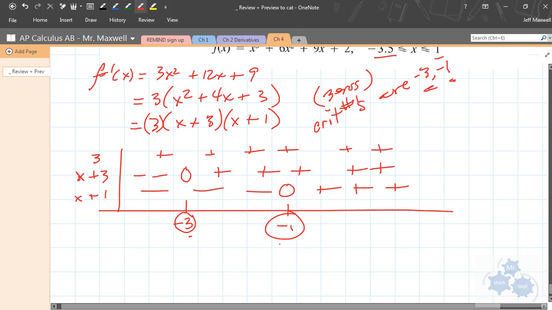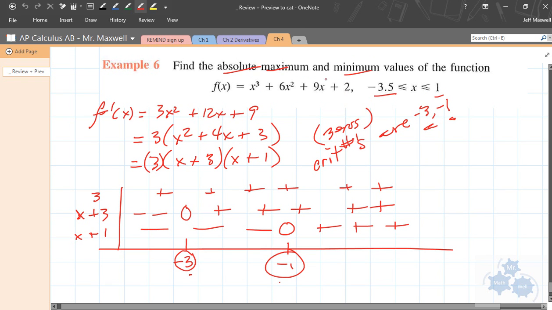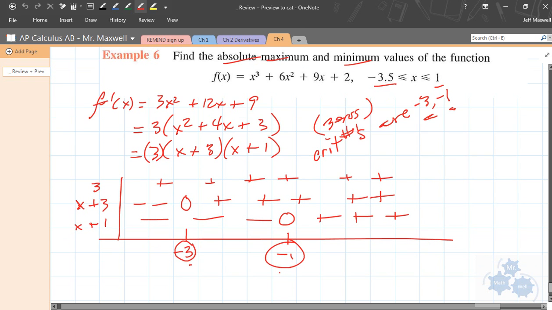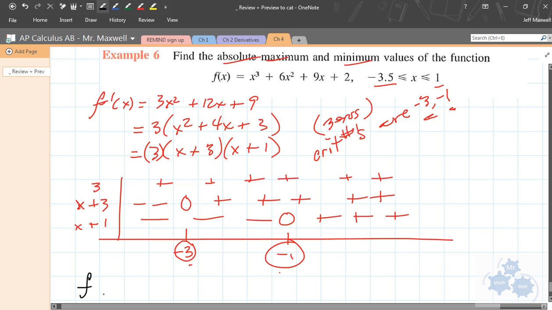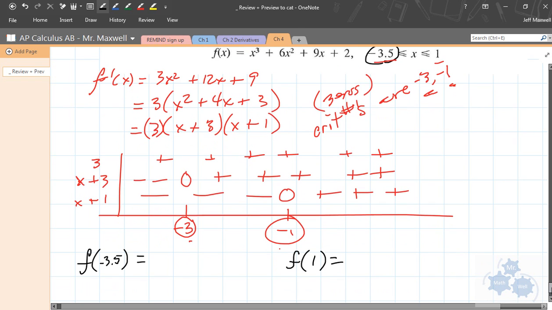Now for the next section, we're going to be exploring sign analysis of the derivative further to get more information. But for now, this question just says find absolute max and min. So from what we know here so far, we need to evaluate f of, my endpoint is negative 3.5. I need to find out what that is. I also need to find out what my other endpoint is, f of 1, right? And I need to find out what f of negative 3 is and f of negative 1 is.